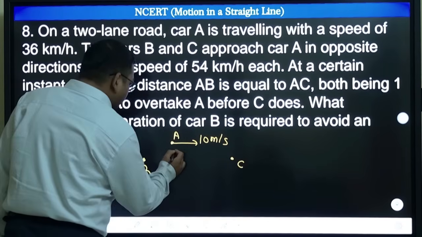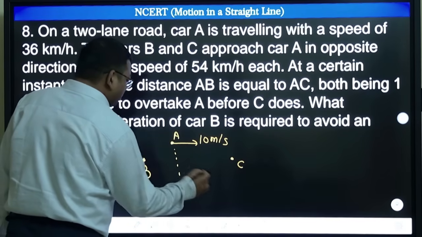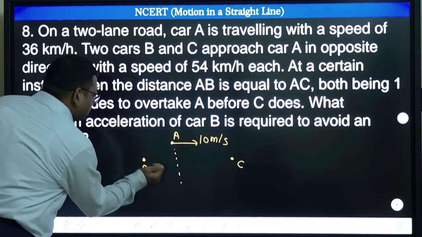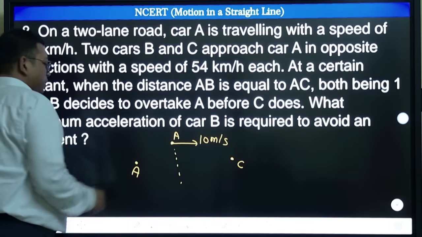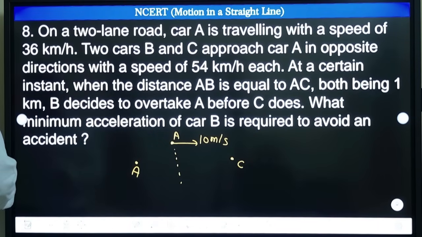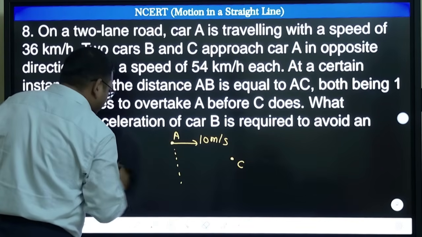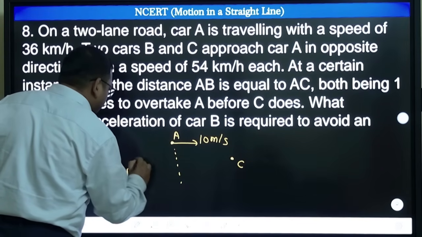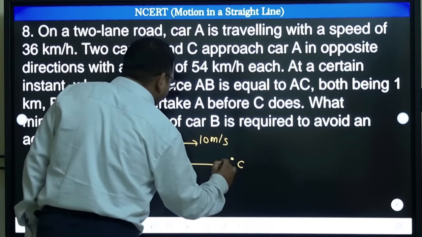Okay, so this distance of A from B and A from C, they are both equal. Let us do that here. A is like this, same distance they are. Equal distance, both being 1 kilometer. So this distance is also given. This is B, right? This distance is 1 kilometer. This distance is also 1 kilometer.